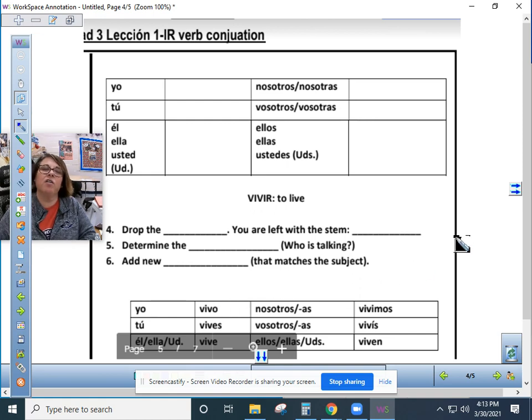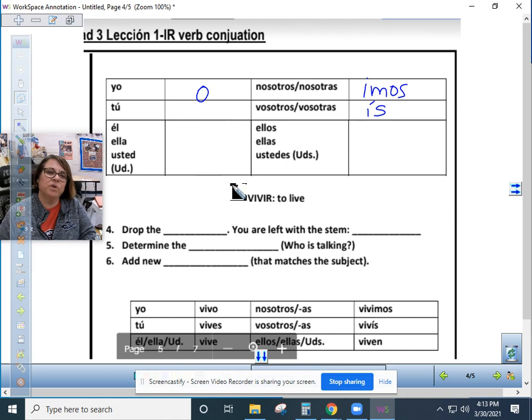Now we're going to move on to IR verbs. Now, wouldn't it be nice if it followed the same pattern for your IR verb endings? We just switch out the E's and A's for I's. Okay, it works in this situation here for the nosotros and the vosotros. But in these 3, it doesn't follow that pattern. It would be too easy, wouldn't it? So basically, it uses ER verb endings here. So the endings for IR verbs are o, es, e, imos, ís, en.